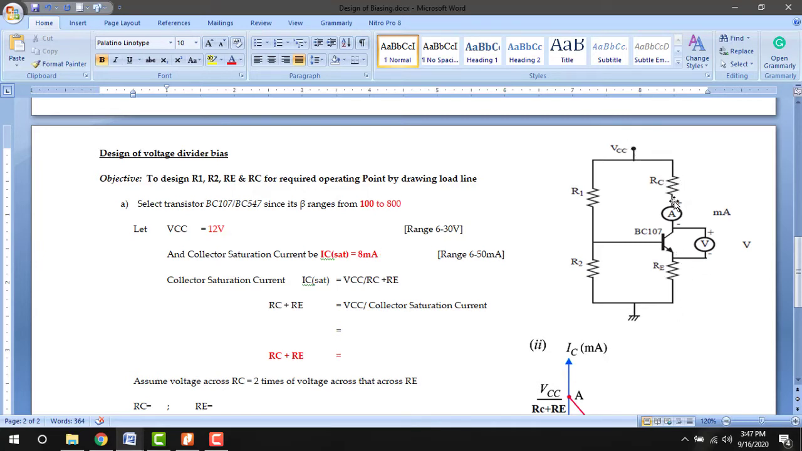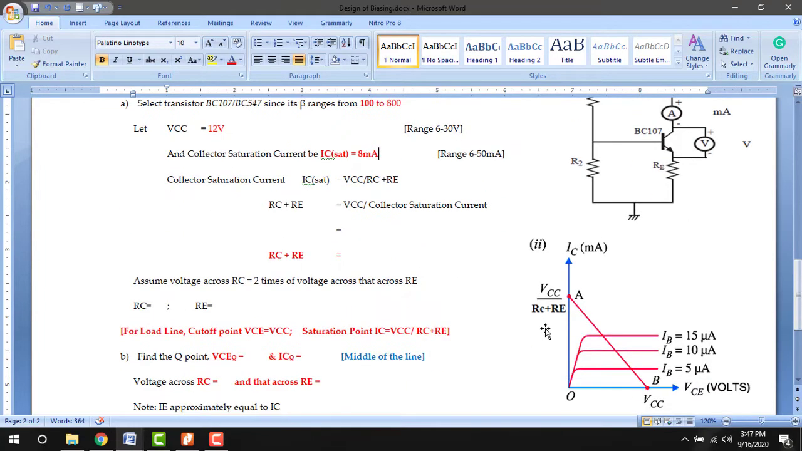So between this VCC and ground there are two resistances, RC and RE. So at the operating point, the saturation point, IC is equal to VCC divided by RC plus RE. So we can choose RC plus RE is equal to VCC divided by IC saturation. So 12 divided by 8 milliamps gives 1.5 kilo ohms. So it is 1.5 kilo.